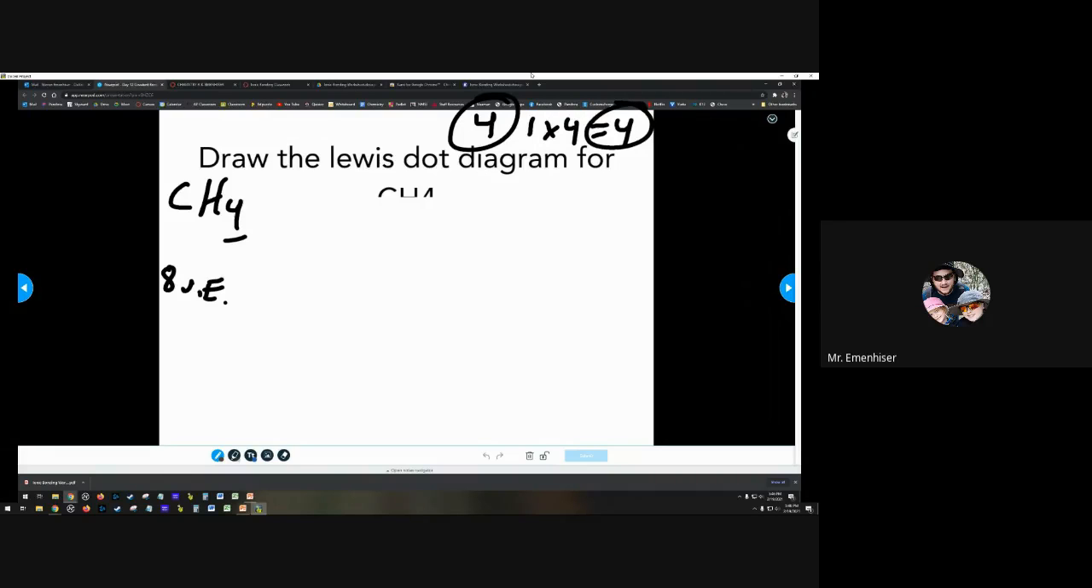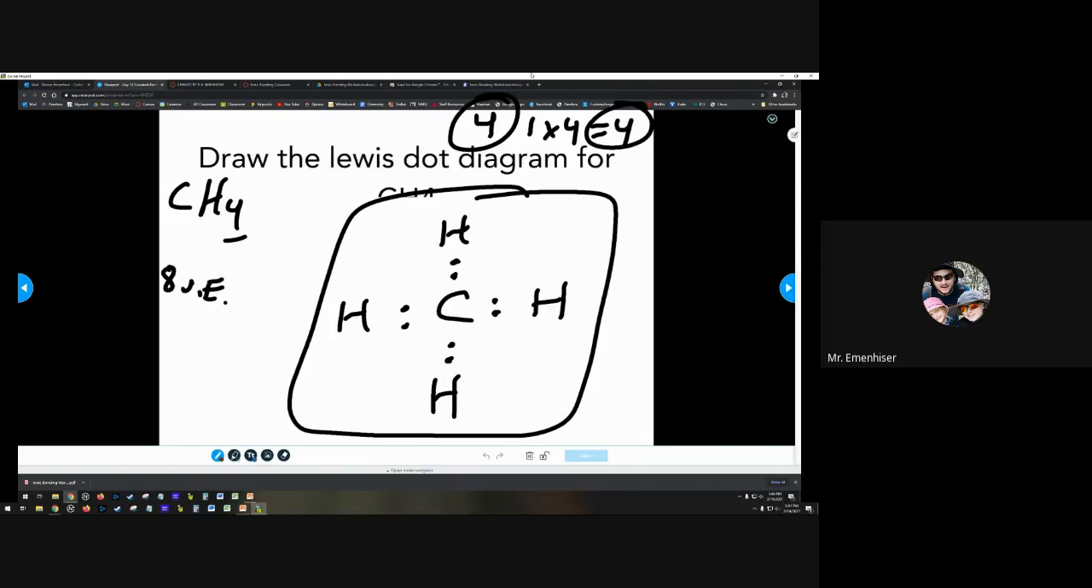I'm gonna determine a center. This time, I'm going to put carbon in the center, and that's because hydrogen can never go in the center. I'm going to put hydrogens on the outside. Hydrogen always goes on the outside. And I'm going to put dots shared between them to make a bond. And there you have it. I drew 4 pairs, which is 8 electrons. So there's my picture. All done.